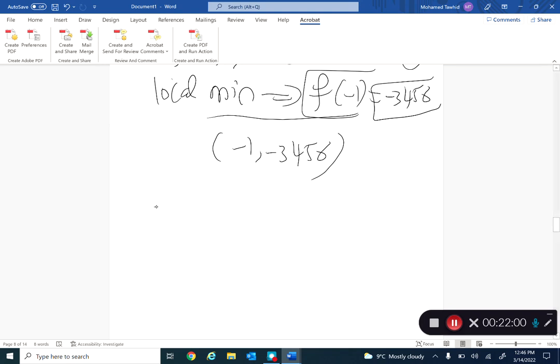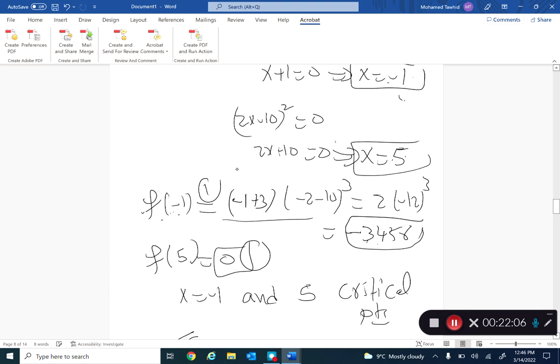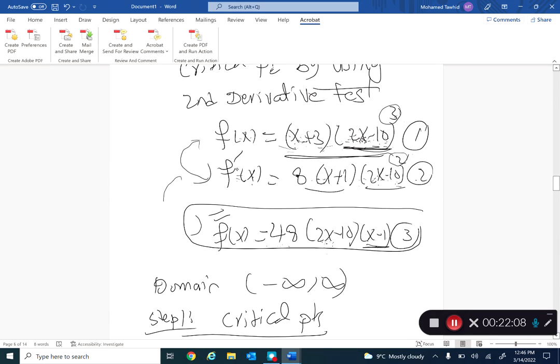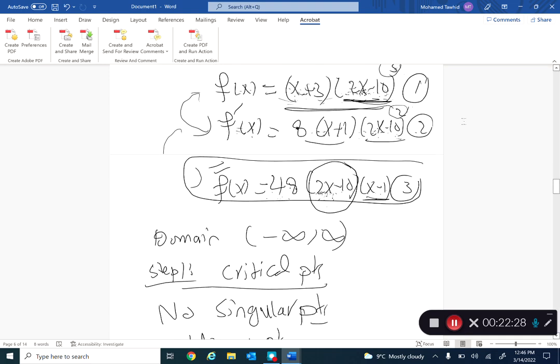Okay, so now I have to apply the second derivative test at 5. See, second derivative test at 5, what do you have? Here, equation 3, you have 2x minus 10. If I replace x by 5, 2 multiplied by 5, you get 10 minus 10, you get 0. So the whole thing becomes 0. 0 multiplied by 48, you get 0. 0 multiplied by anything, you get 0.